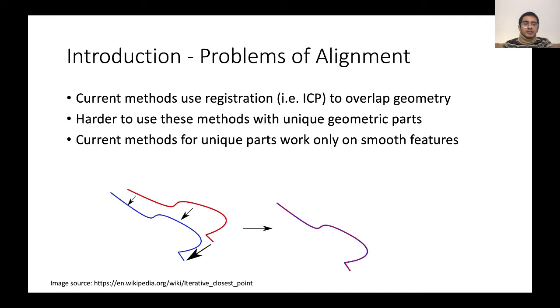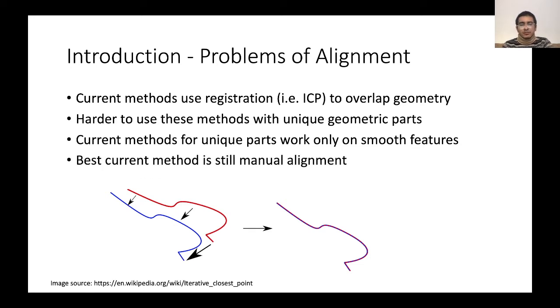And the other issue is that when aligning, it ignores sharp features. These sharp features might tend to get blurred together, essentially, so it doesn't really preserve them. As a result, the best method is still trying to manually align meshes if they don't have overlapping parts.